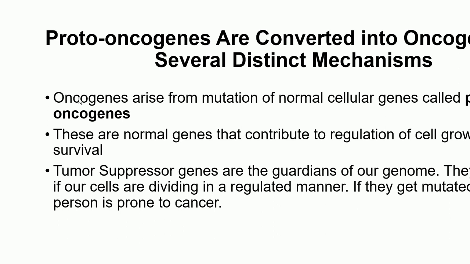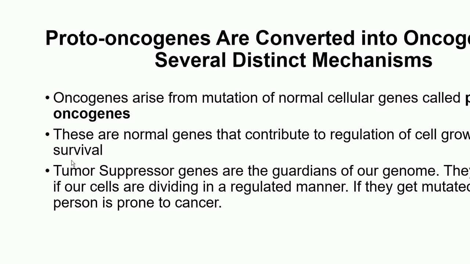So what happens in cancer is these proto-oncogenes become oncogenes. They turn into cancerous genes. How does that happen? It happens because of mutations. Proto-oncogenes, which are normal genes, get mutated, they get changed. What is a mutation? It's a sudden change in the DNA. And because of the mutations, these proto-oncogenes become oncogenes, and they make normal cells become cancer cells.